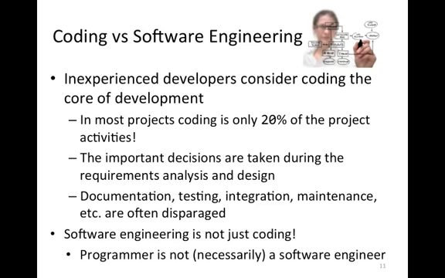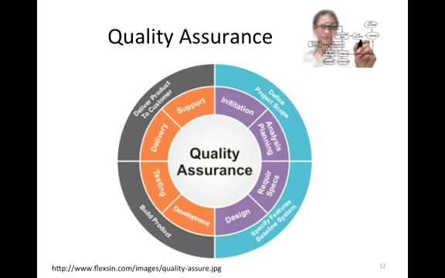So software engineering isn't just coding. Programmers aren't necessarily software engineers, and software engineers aren't only the technical people, but all the people that can be working on these systems.